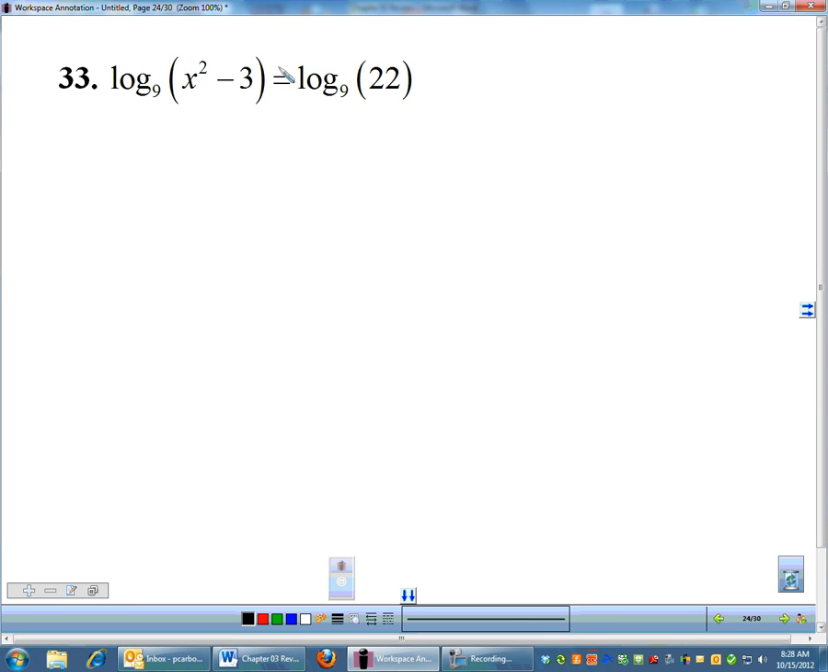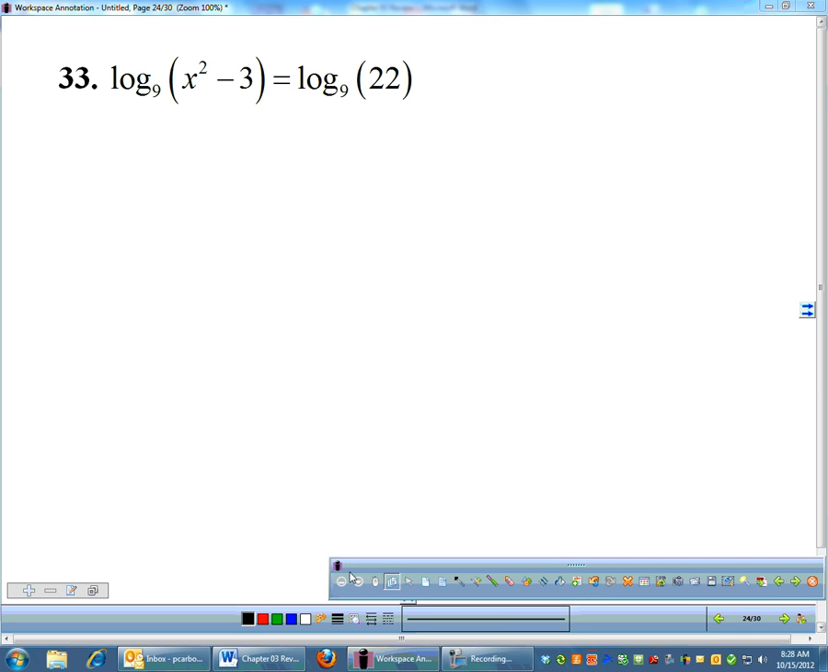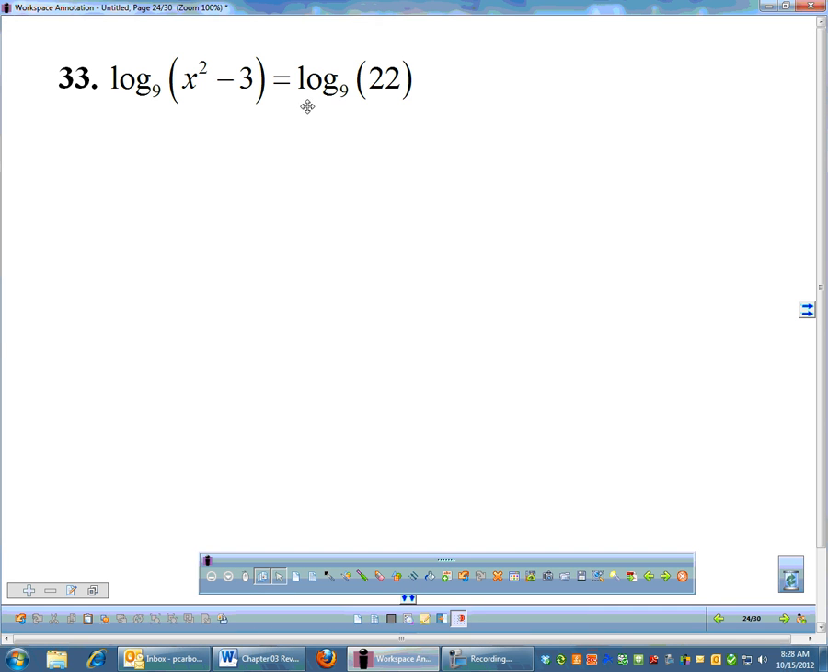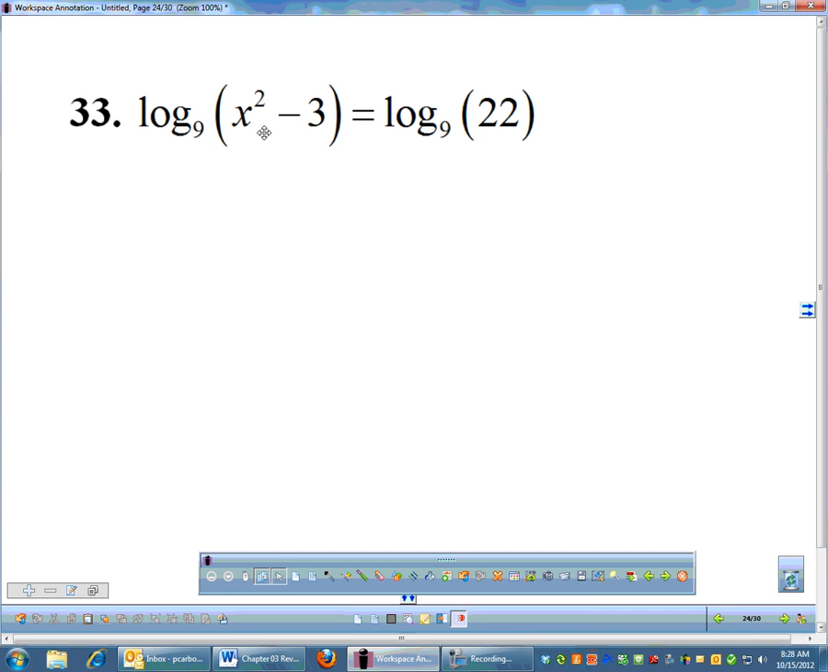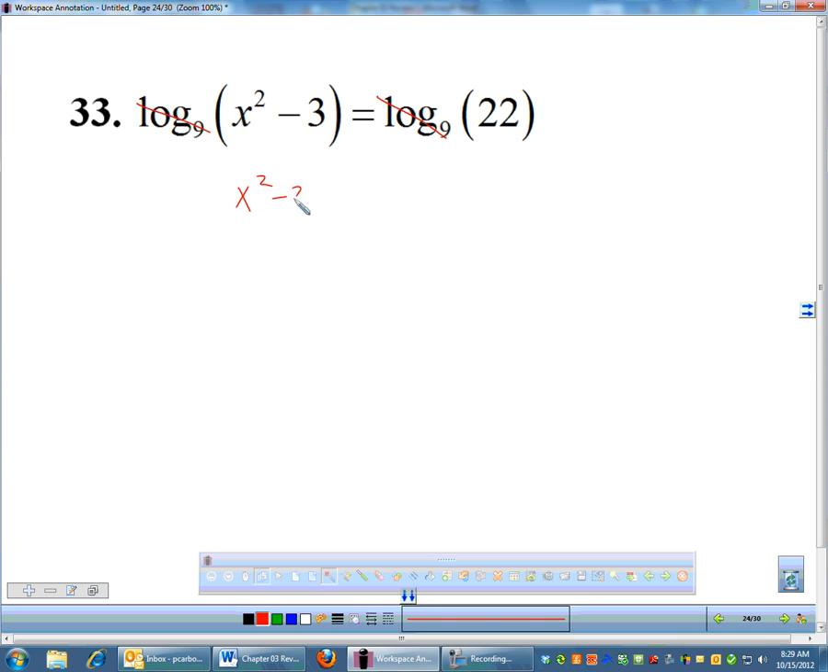Let's see. So now on to log equations. These are not exponential anymore. This is log. And you have a couple of strategies for log equations. One of them is, this one sets up really nicely because if you have log 9 of something equals log 9 of something, if you just have log equals log and the bases are the same, then you can drop logs, and ignore the logs and just set the inside equal to each other. So x squared minus 3 is equal to 22.